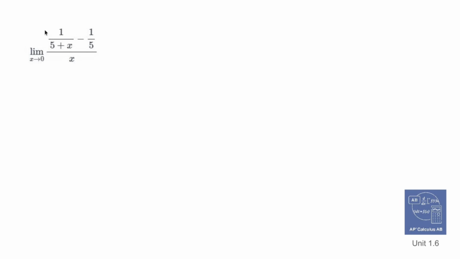bottom. So if I were to multiply by 5 over 5, multiply by 5 plus x over 5 plus x, then I can combine the two fractions upstairs. So that's going to become 5 times 1, minus 1 times 5 plus x, so 1 times 5 plus x, so that's going to happen. Don't forget, we're going to distribute that negative. And on the bottom, I'm going to have 5 times 5, which is 25. I don't know why that took me so long, plus 5 times x, so 5x.